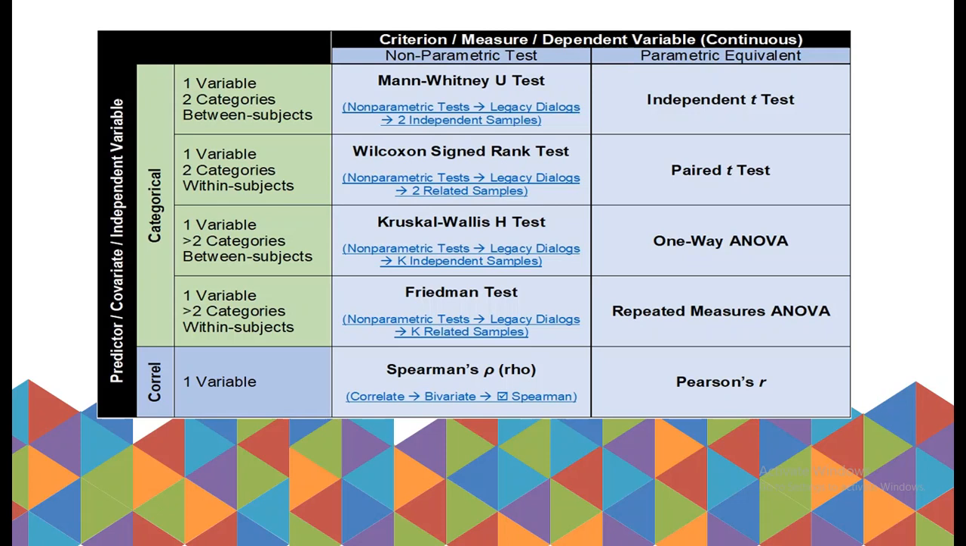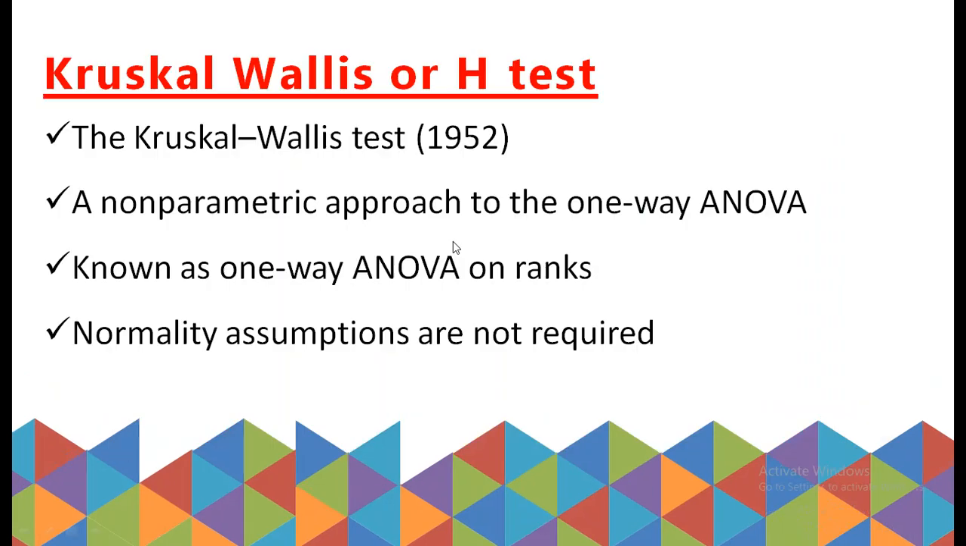Usually the tests are divided in two parts, the parametric test and the non-parametric test. The parametric test is run when your data sets are normally distributed, and we run the non-parametric test when your data sets are not normally distributed. We'll be discussing this Kruskal-Wallis H test, and it is from the non-parametric test model.